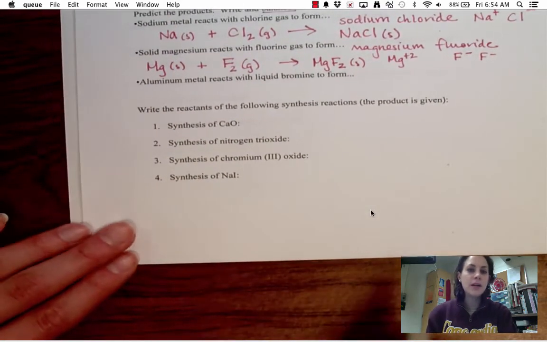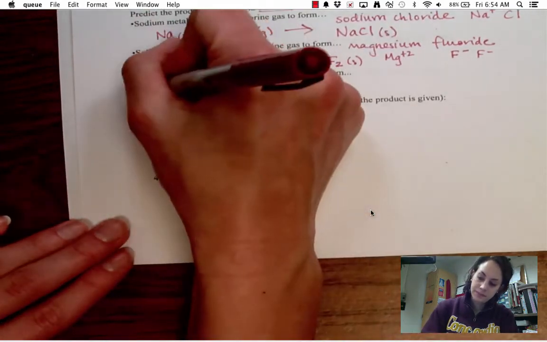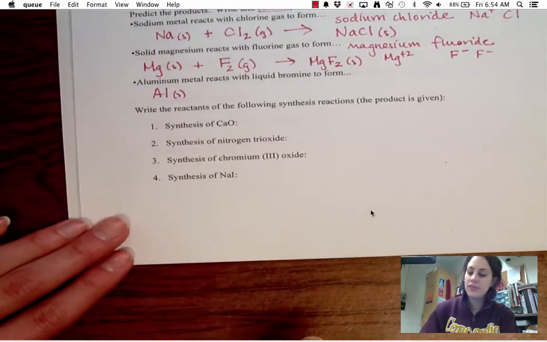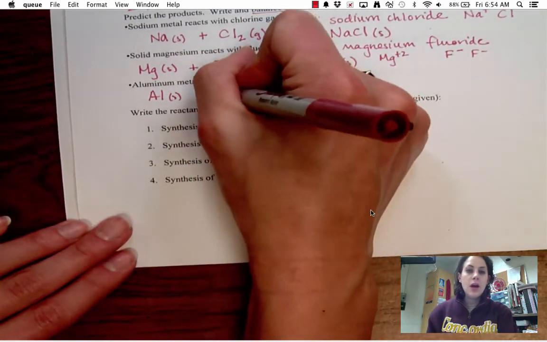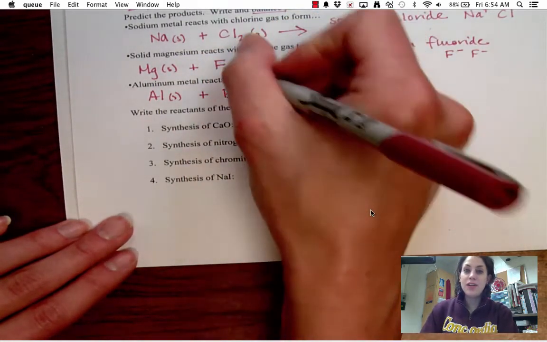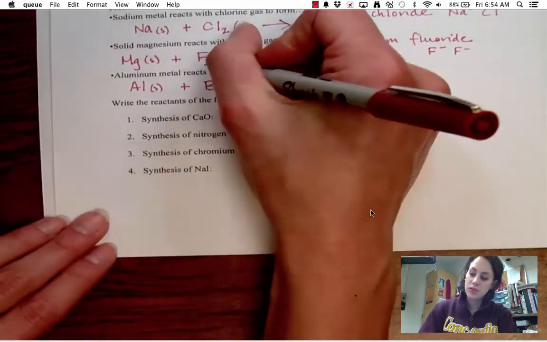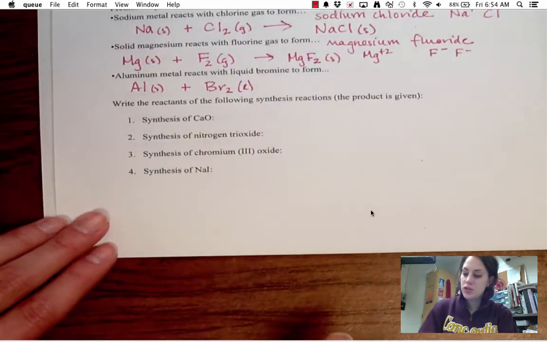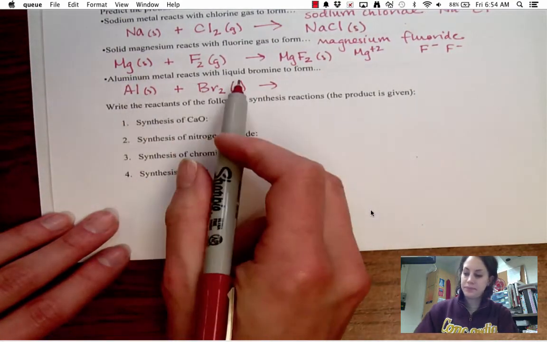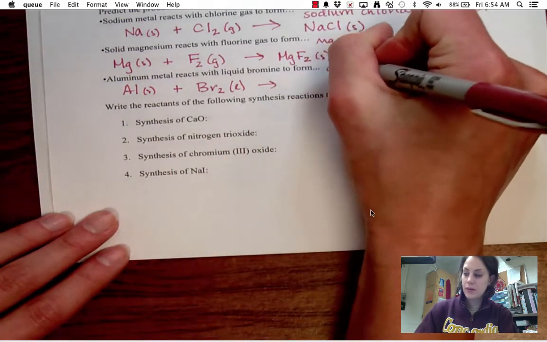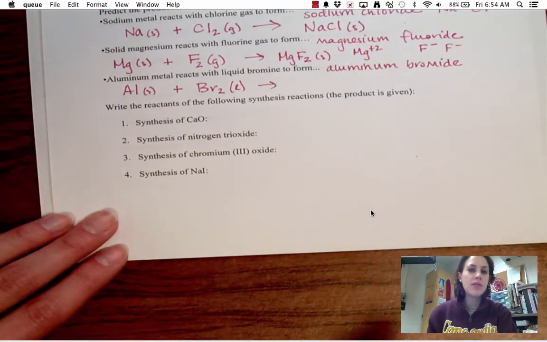So I have aluminum metal reacting with liquid bromine. Aluminum is Al, solid. It's not one of Brinkelhoff. Reacts with bromine, Br. Bromine is one of the 7 diatomics up here. It's the first letters. So that gets a little 2, and that's a liquid. To form. This is going to form aluminum bromide. Okay, that's the ionic compound that those two are going to form.